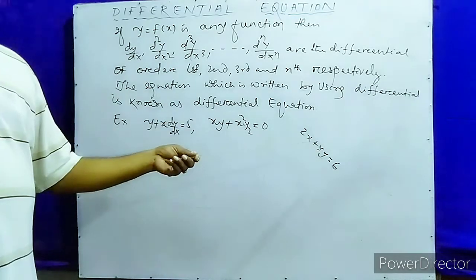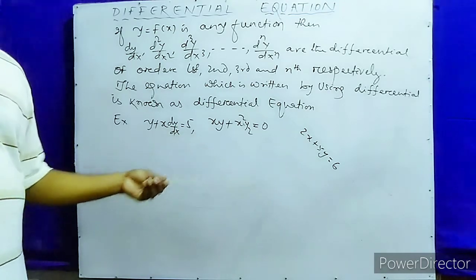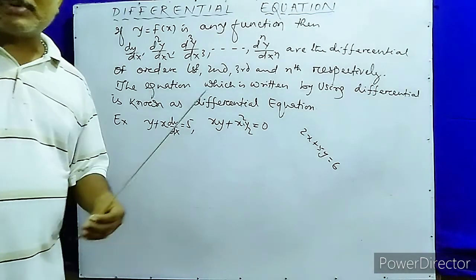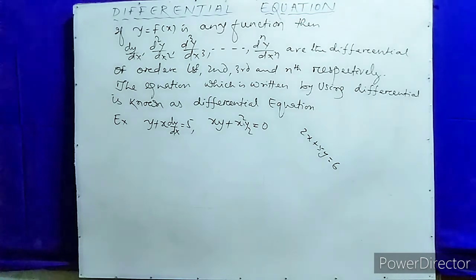But this is not a differential equation. Why is it not a differential equation? Because here only two variables are there. Okay, only two variables: 2x plus 5y equal to 6. Two variables only. Okay. So we will discuss more about the degree and order of the differential equation.